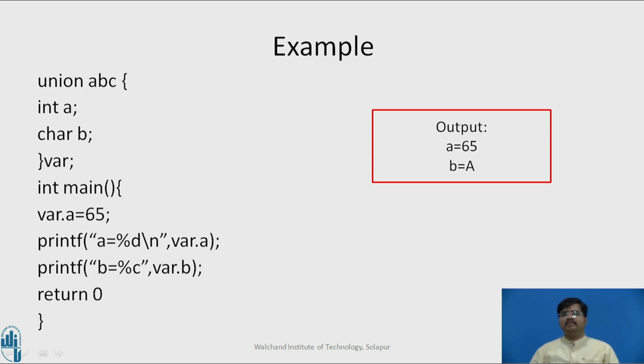The output of this particular program is shown in the box. It is a equal to 65. We have assigned a value to a, but b is equal to capital A. So what we have to consider from the previous slide is that the value of a is affecting the value of b also. That's why they are sharing the same memory location, and the value of a affects the value of b. b is equal to capital A, because 65 is the ASCII value for capital A.